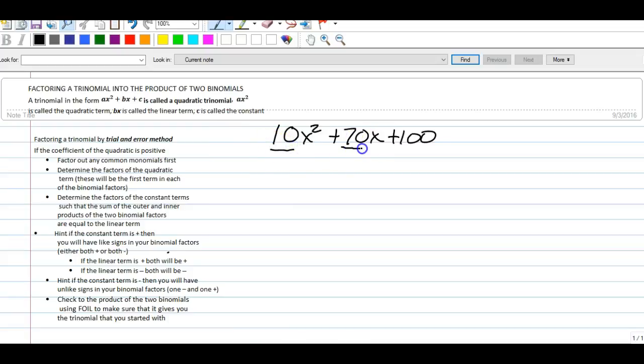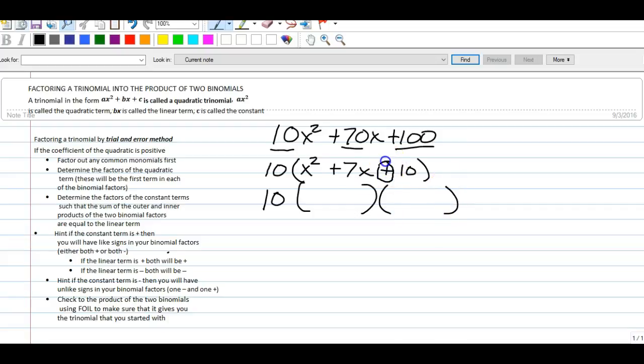Now, in this particular case, 10, 70, and 100 all contain a common monomial factor of 10, so I can factor 10 out. So that would be 10 times x squared plus 7x plus 10. 10 times x squared is 10x squared, 10 times 7x is 70x, and 10 times 10 is 100. Now, x squared plus 7x plus 10 is a lot easier to factor because now I have less number of factors in not only my quadratic term but also my constant term. And you need to keep your 10.